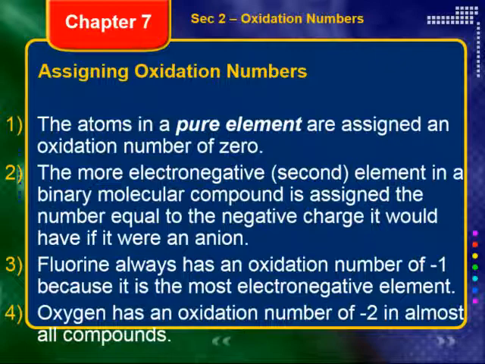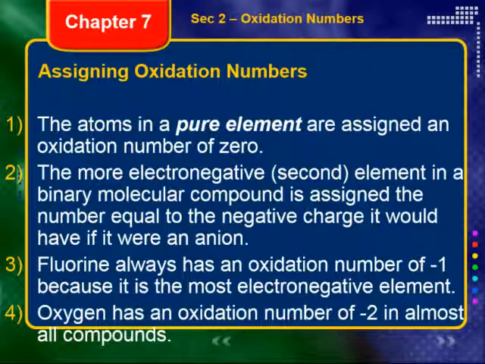First up, the atoms in a pure element are assigned an oxidation number of 0. A pure element is anything like the diatomic molecules, right? If you have O2, F2, I2, if I have a molecule of oxygen, the oxidation number is 0. You're going to assign 0 to each of those oxygens.